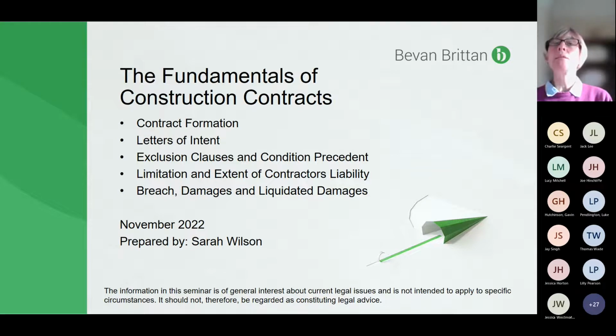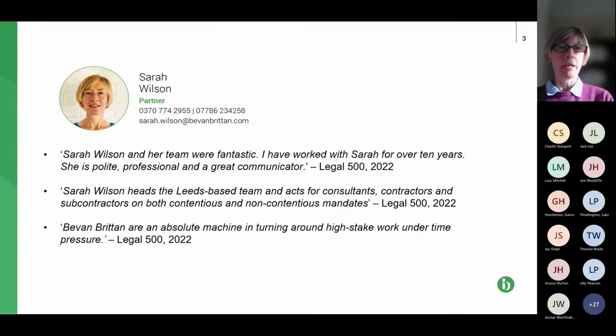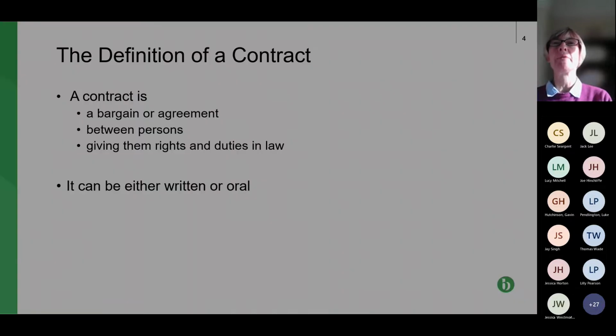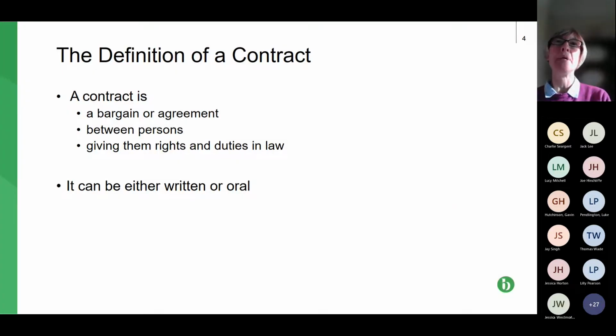So these are the topics that we're going to cover off. You'll see they are very, very much construction based, so hopefully this is going to be relevant and of practical use to you. We're not going to be going on to some very technical analysis of contract law.